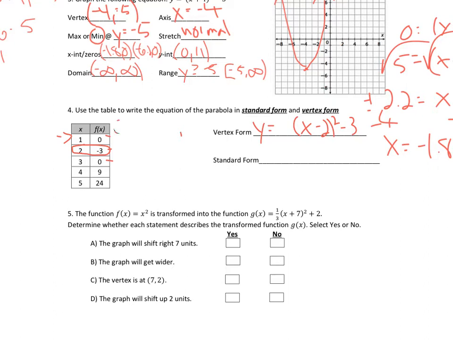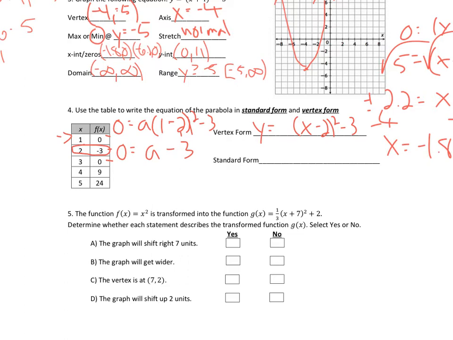You get 0 equals a times (1 minus 2) squared minus 3. So 1 minus 2 is a negative 1. Negative 1 squared is positive 1. So we get 0 equals positive 1a minus 3.